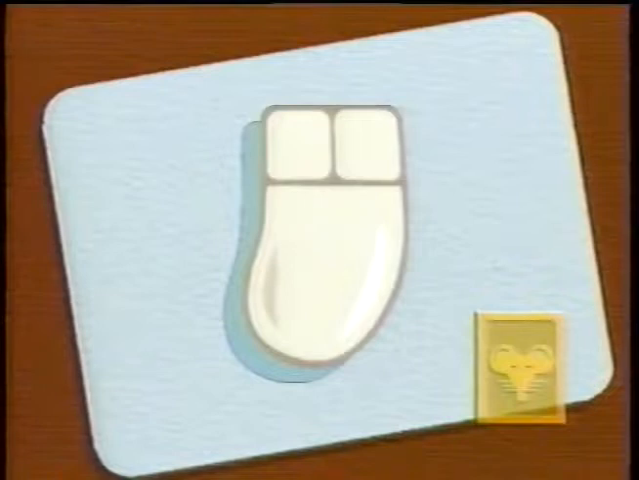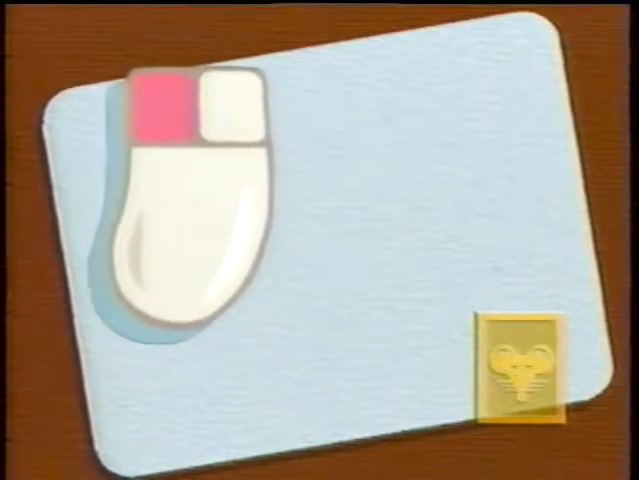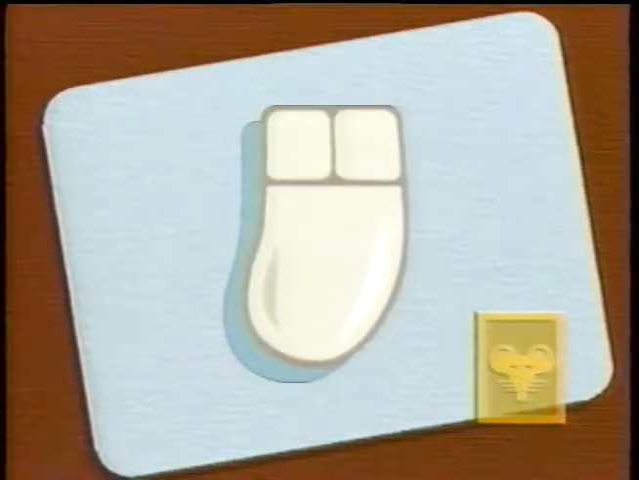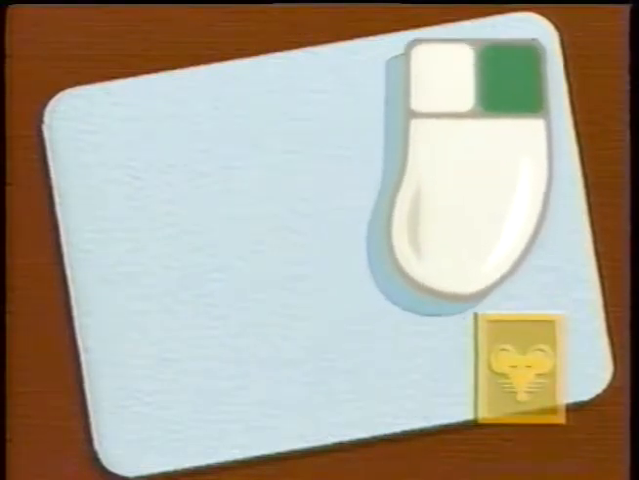Clicking refers to briefly depressing the left mouse button once. Double clicking refers to quickly depressing the left mouse button twice in succession without moving the mouse. Dragging refers to depressing the left mouse button, holding it, and moving the mouse around. Right-clicking refers to briefly depressing the right mouse button once. Right dragging refers to depressing the right mouse button, holding it down, and moving the mouse around.